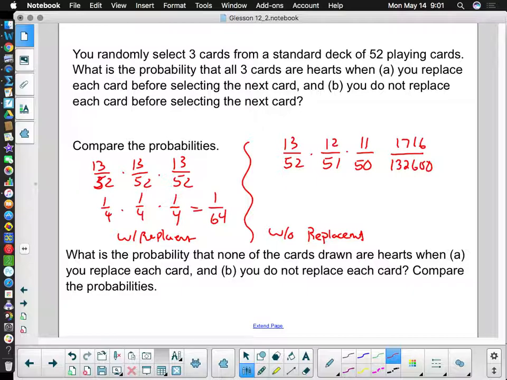So if I take 1716 divided by 132,600, that's 0.0129. If I can change that to a decimal, let's see if it'll let me do that. Or to a fraction. Nope.